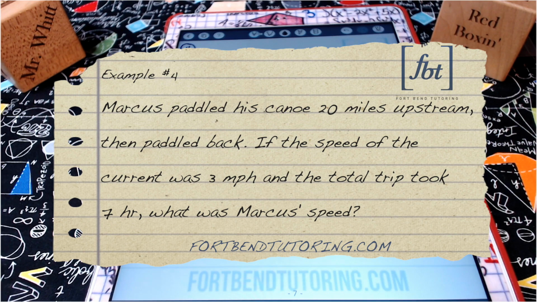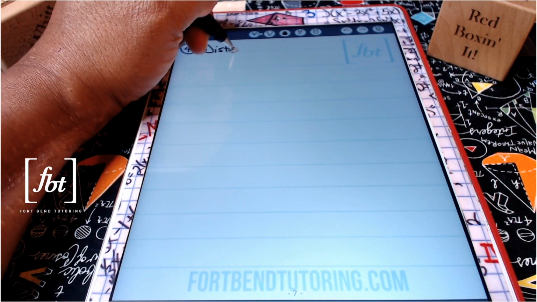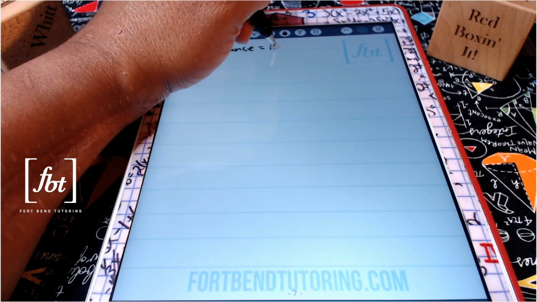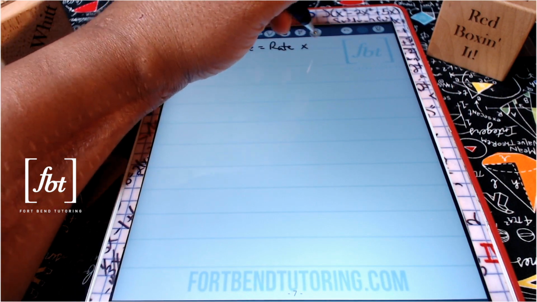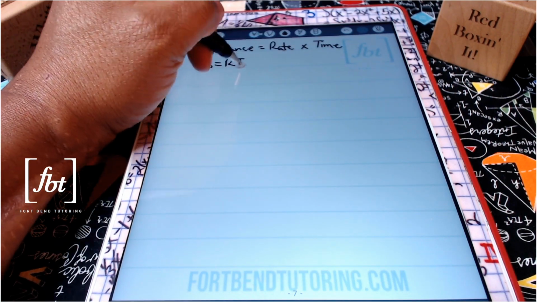In problem number 4, it says Marcus paddled his canoe 20 miles upstream, then paddled back. If the speed of the current was 3 miles per hour and the total trip took 7 hours, what was Marcus's speed? So the first thing I notice is that this is an example of a distance problem. So I'm going to make a note that distance equals rate times time, guys. And you can also write it as D equals RT for short.